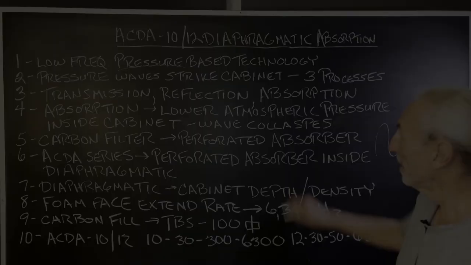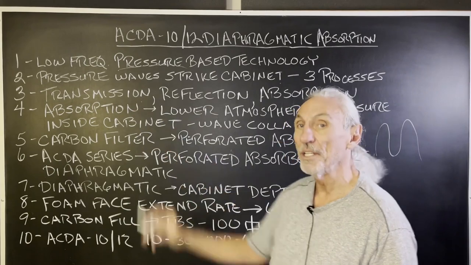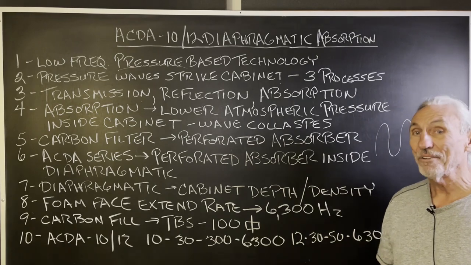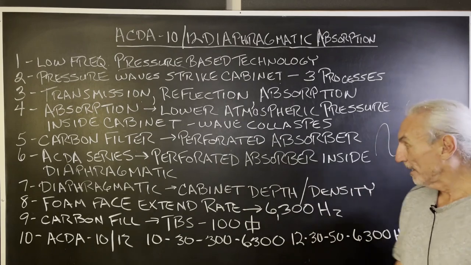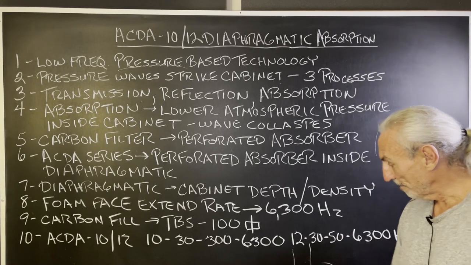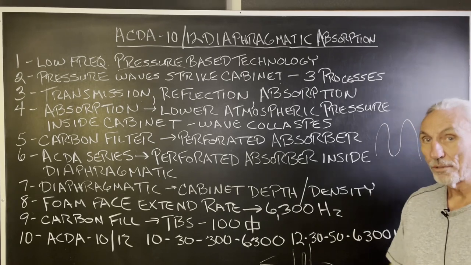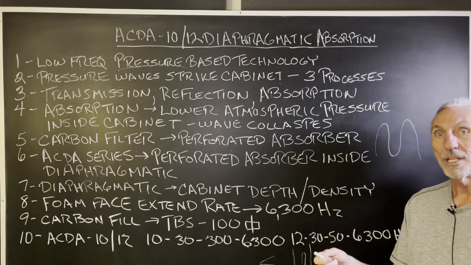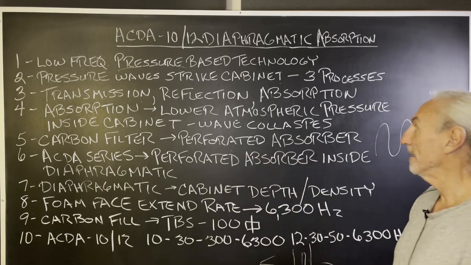Huge pressure waves. So they strike the cabinet, and then we have three processes that occur. We have transmission. Energy goes through the cabinet. It doesn't stop everything. Nothing does. Not even concrete stops low frequency pressure. Reflection, some of it comes back. So some goes through, some goes back, and then some is absorbed in the center. Okay, so there's three things going on. That's why it's a balancing act in rooms to get enough surface area coverage, the right type, and put it in the right spot, okay?